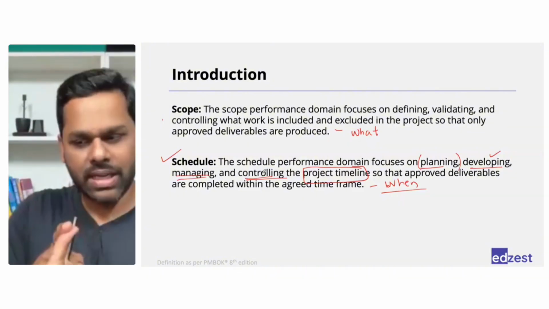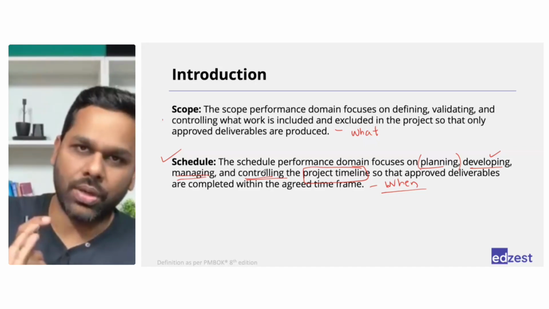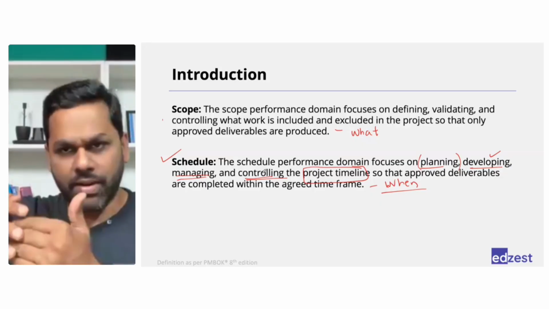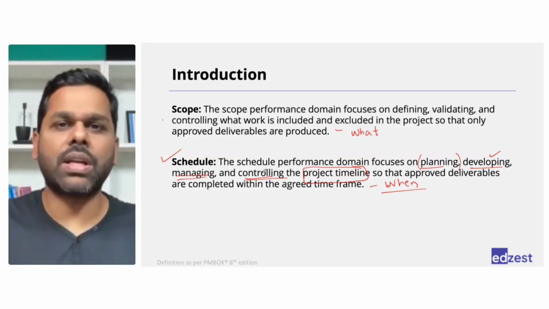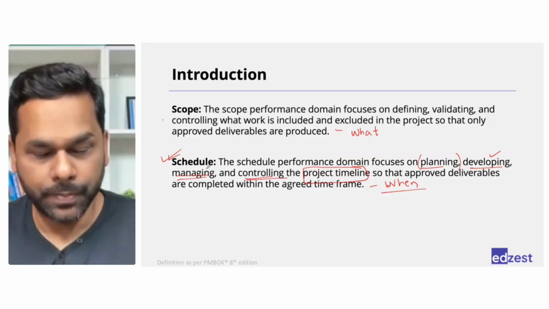Understanding the activities, sequencing the activities, estimating them, and then developing the schedule. After the schedule is developed, whenever the team completes the work at a given point of time, you will check whether the work is happening as per the plan or not. That's a part of your schedule.